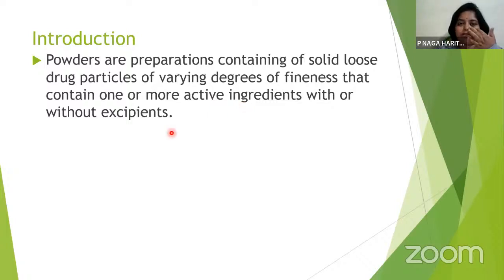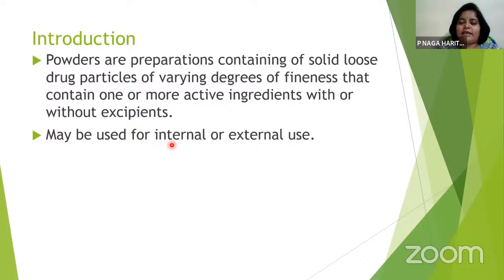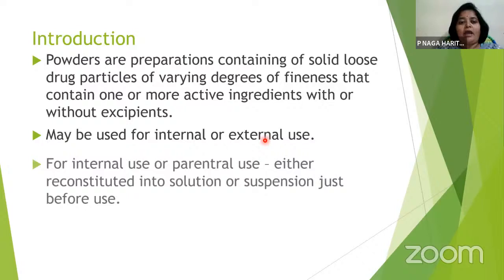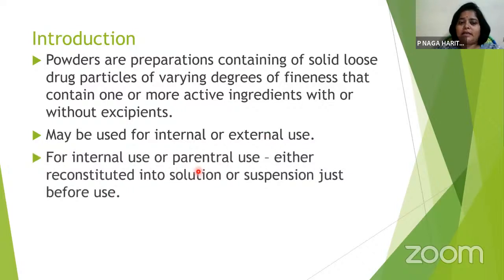You know the difference between an active ingredient and an excipient. The drug which shows the therapeutic action is the active pharmaceutical ingredient, and the other materials or ingredients which we use for supporting the active pharmaceutical ingredient in various ways, we call them excipients. And these powders can be used either internally or externally. For internal or parenteral use, they can be used in the form of a solution or suspension just before the use. We call them reconstituted powders.